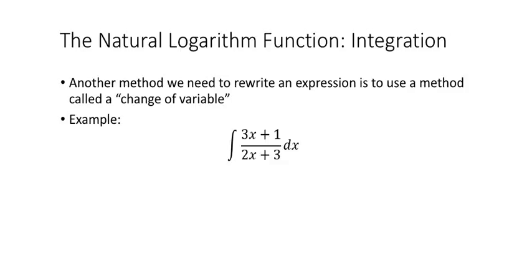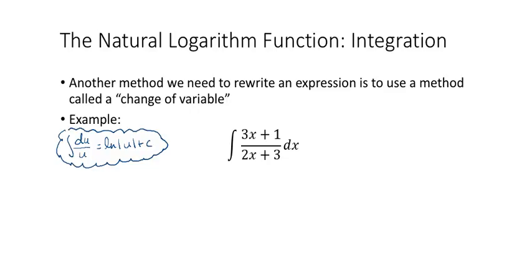Okay, so we need to be able to rewrite some of these expressions to use our natural logarithm form. And don't forget, what we're looking for here is somewhere where we can use the form du divided by u as our integrand so that we can take it to be the natural logarithm of the absolute value of u plus c. So the question is, where does this exist in our expression?